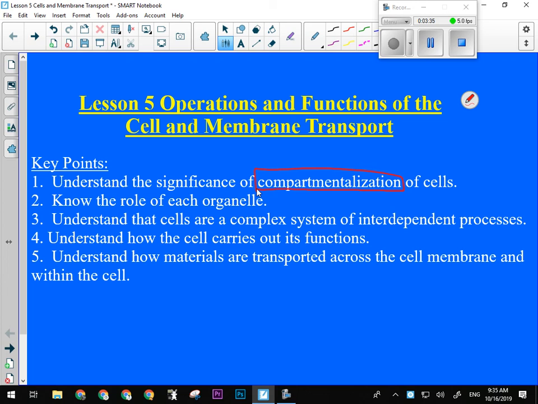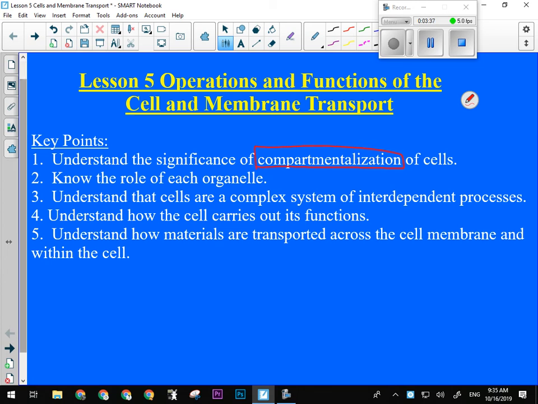So compartmentalization. What is a compartment? An area, a room, something that's closed off from everywhere else. A cell is compartmentalized because it's got organelles. Each one of those organelles is a separate compartment within the cell. That's what compartmentalization is.